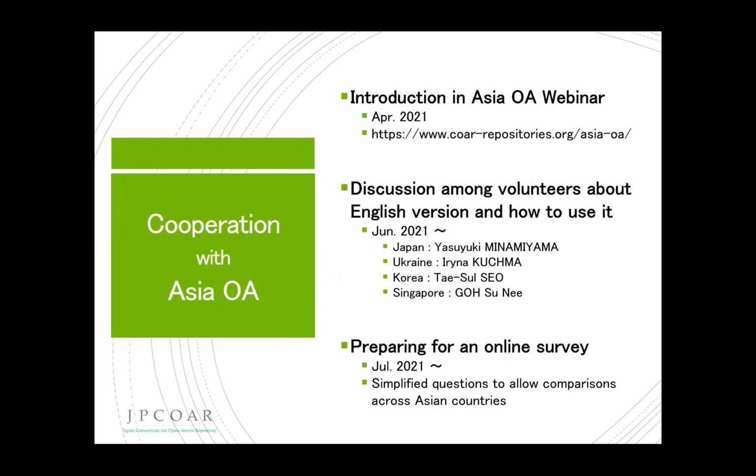Our work has also been developed as an international collaborative activity. In April, we presented a seminar on an approach to analyzing the strengths and weaknesses of a repository using this checklist. In June, we held a discussion with the participants of the seminar to see if the checklist could be developed as an Asia-aware initiative based on the English translation. Since July, we have been working on simplifying the questions to enable comparisons to be made across the Asian community. Once this work is complete, we plan to launch a survey online.